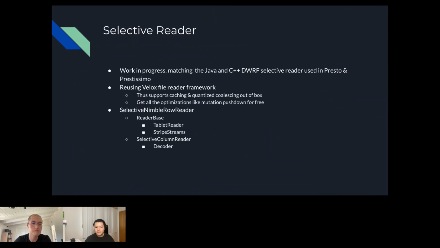So we wrap the tablet reader along with a stripe stream scheduler inside a reader base. And on the data plane, we also have the selective column reader, which is sort of a one-to-one mapping to a field reader, but with the capacity of reading one batch according to row numbers to select and filter as well, so that we read only the subset of rows that we need.